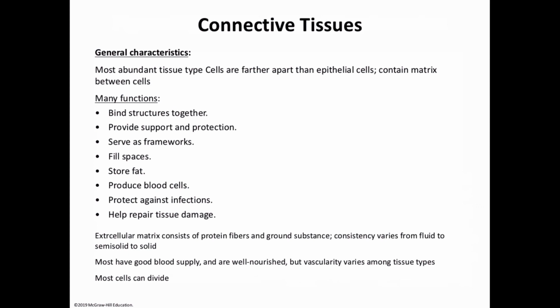Having said this, let's get to those major cell types of connective tissue. You also see before you the functions. Connective tissues function to provide support and protection. They bind structures together, such as our tendons or ligaments. They fill spaces, store fat, produce our blood cells, and generally protect against infections. I'll leave it at that and keep on moving.